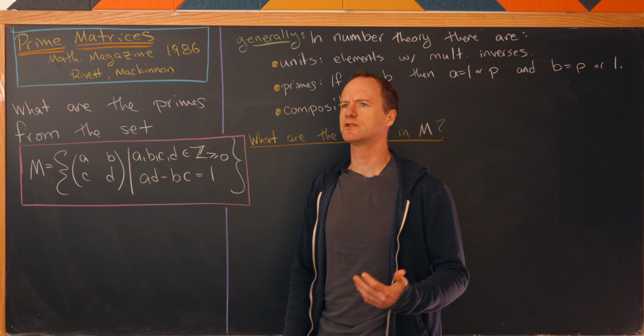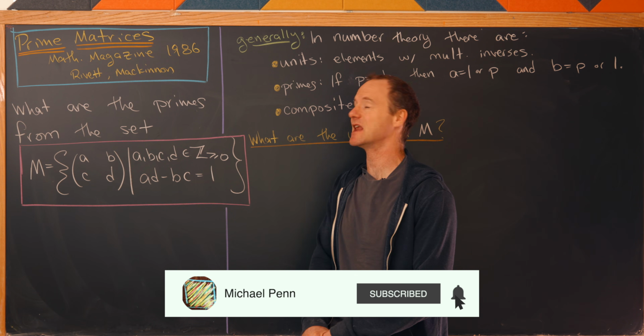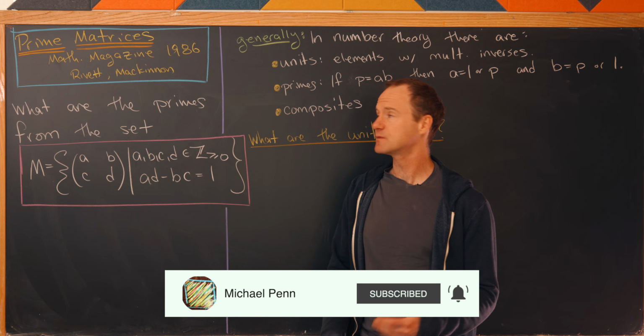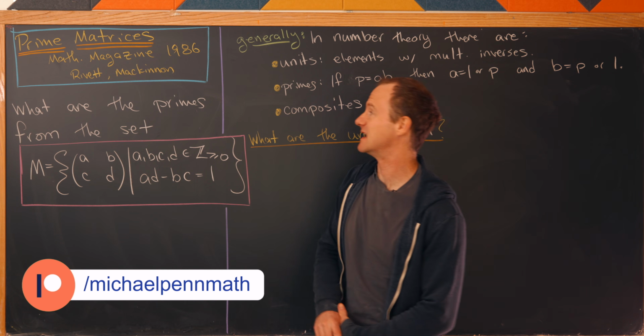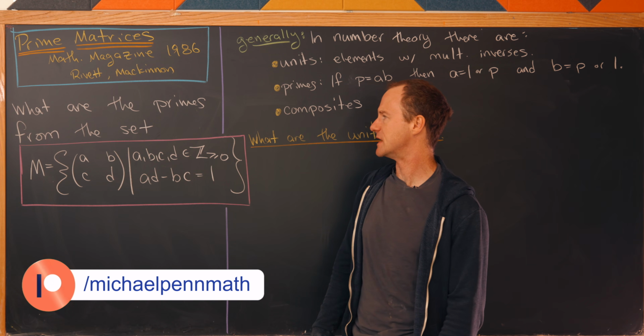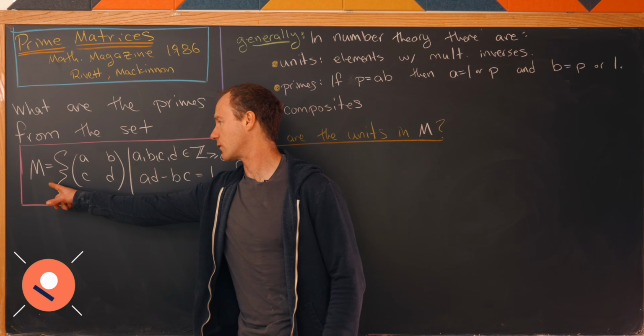Today we're going to look at a certain take on the notion of primes within a certain set of matrices. And this comes from a paper from Math Magazine in 1986 by Rivet and McKinnon, and it's called Prime Matrices. And so in particular, we'll consider the following set of matrices.